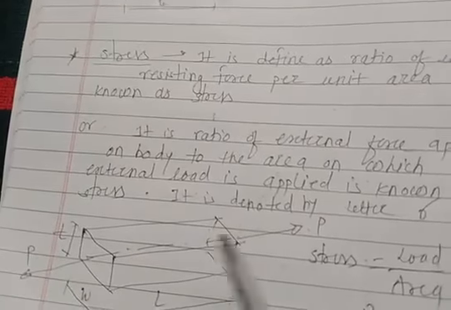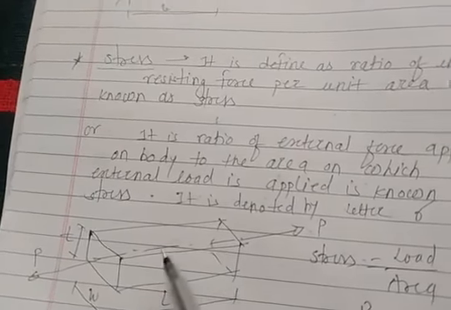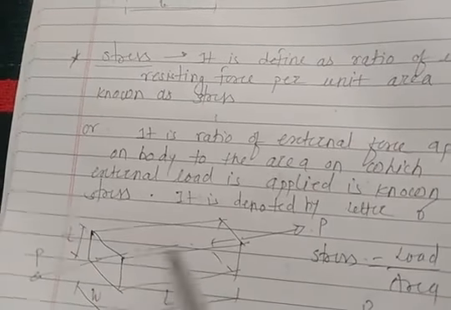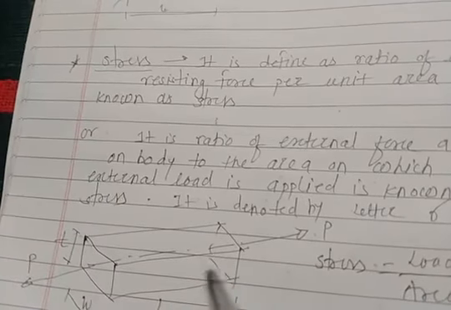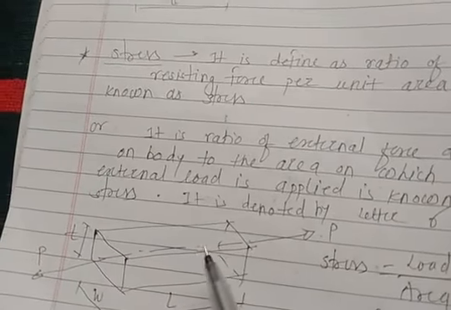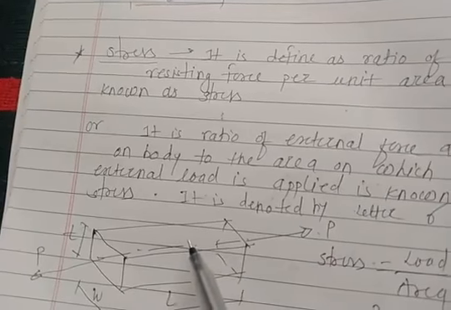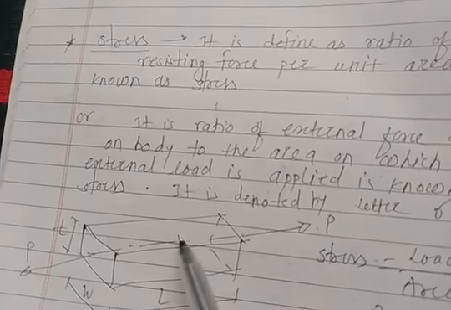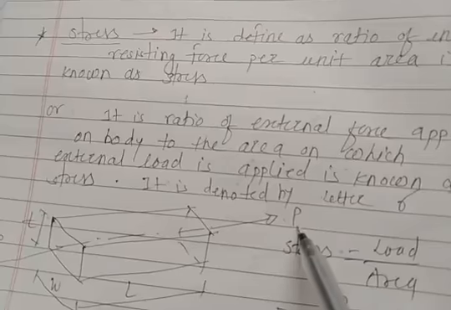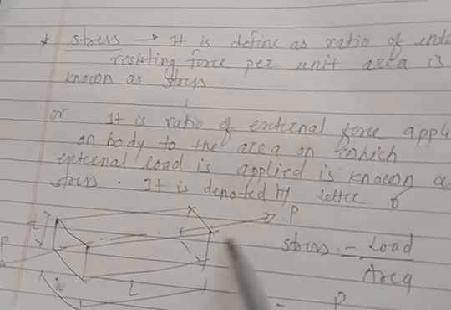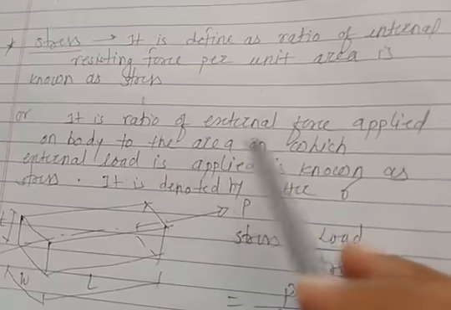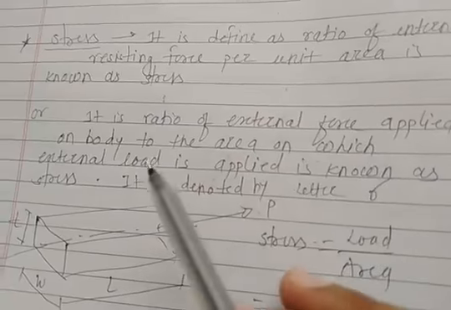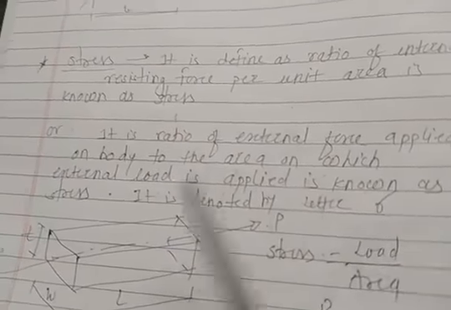When the external force is greater than the force generated in the body, deformation of the body will take place. The force generated in the body depends on this external force, so we consider this internal resisting force as equal to the external force applied on the body. So we get another definition: the ratio of the external force applied on the body to the area on which the external load is applied is known as the stress.